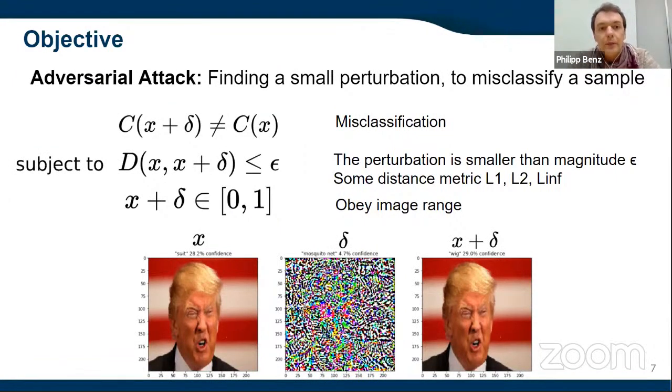Let's bring this more formally, in a math equation like way. First, our objective is we want to achieve a misclassification, which is shown in this part. And we want to have the perturbation be as small in magnitude as possible. Usually these magnitudes are constrained through some magnitude constraint, which is usually indicated as epsilon. And of course, we still want to stay in the image range such that we don't go out of the bound of normal images, because this would easily give away that a manipulation has been made.